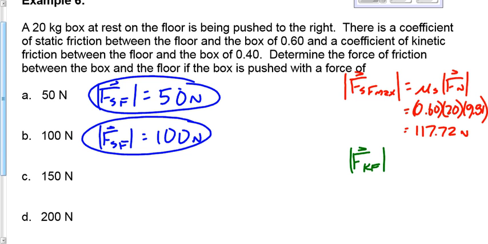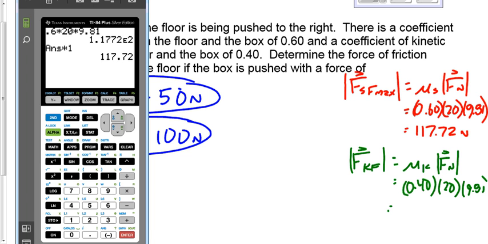The force of kinetic friction is mu k times Fn. Mu k is 0.4 times Fn. 78.48.